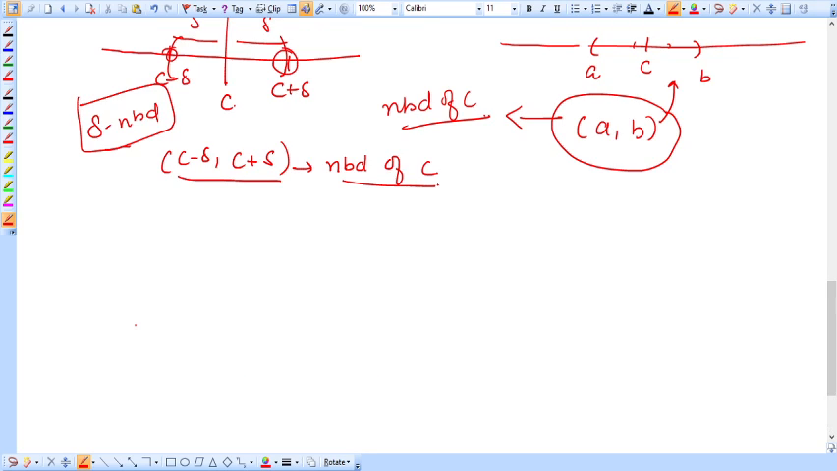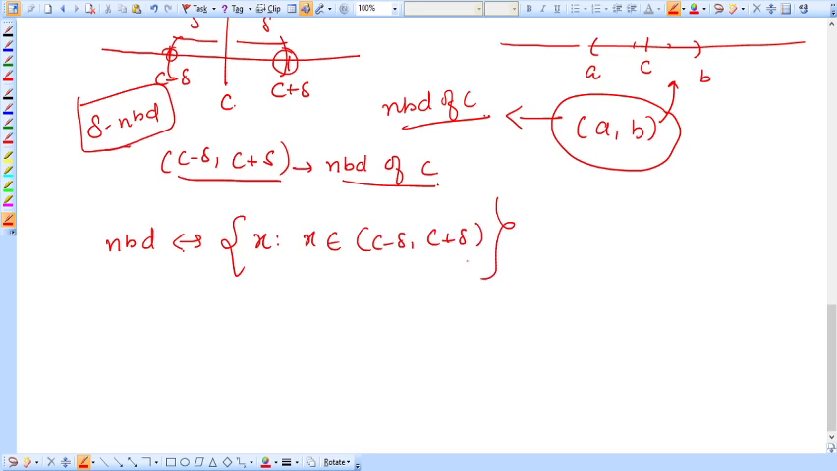Next, it can also be written in set builder form. The neighborhood in set builder form can be written as all the points x such that x belongs to the interval C minus delta, C plus delta. So AB is also a neighborhood of C, and C minus delta to C plus delta is also a neighborhood of C.